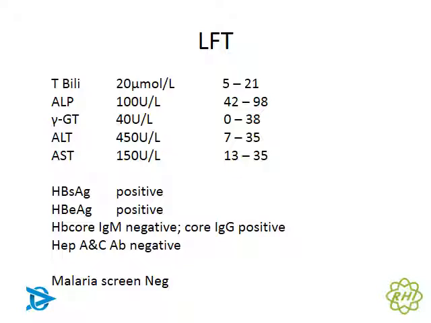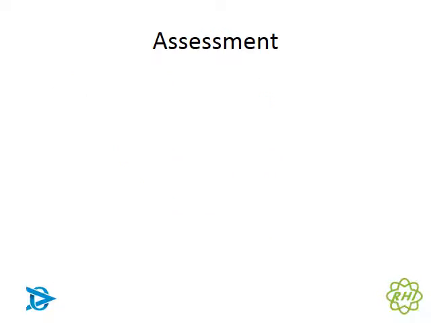So we can see the ALT there is 450, and the hepatitis B studies confirmed for us a chronic hepatitis B infection. You can see the hepatitis B core IgM is negative, so we know the infection was not recent, but she's still within that stage 1 or 2 of hepatitis B, where she's got both the serum antigen positive, indicating chronic disease, but also the hepatitis B E antigen is positive, which indicates a very high hepatitis B viral load. And that's a big concern from an infectivity point of view.